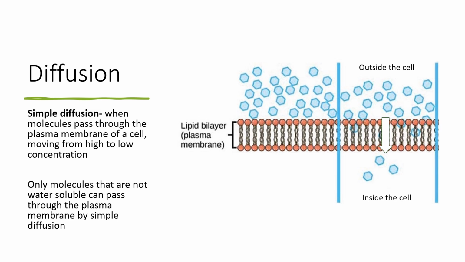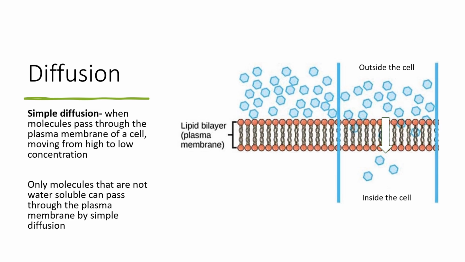We mentioned that molecules that are not water-soluble can pass through the lipid bilayer, and they do this by simple diffusion. Again, these molecules are not repelled by the hydrophobic lipids of the membrane because they're not dissolved in water. But they will only pass through if they are moving across a concentration gradient.